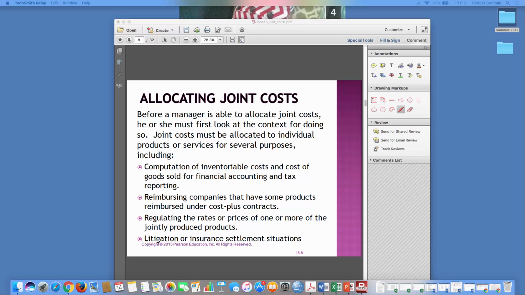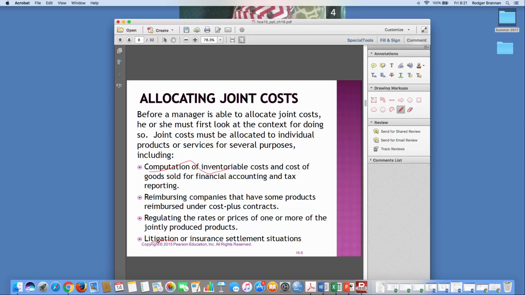So why do I allocate joint costs? Number one, because GAAP requires it. GAAP says you must allocate all production cost to all of the products you produce so that you can then match those against the revenues. If a product doesn't generate any sort of revenue, then I'm under no obligation to allocate joint cost to it.